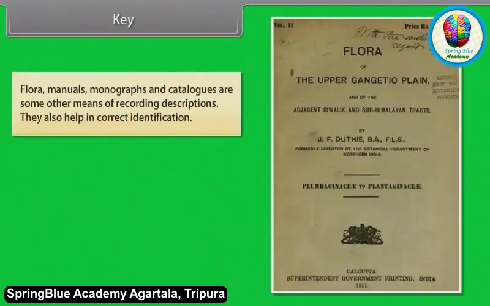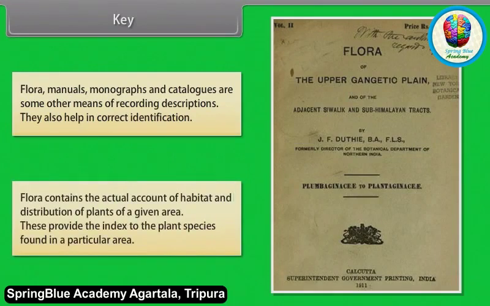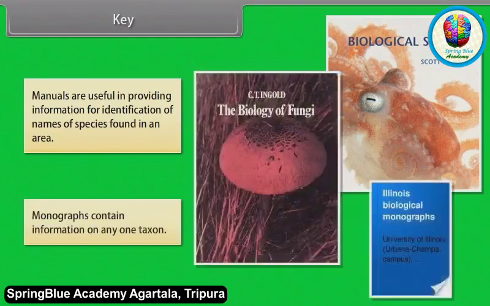Floras, manuals, monographs, and catalogues are some other means of recording descriptions. They also help in correct identification. Flora contains the actual account of habitat and distribution of plants of a given area. These provide the index to the plant species found in a particular area. Manuals are useful in providing information for identification of names of species found in an area. Monographs contain information on any one taxon.